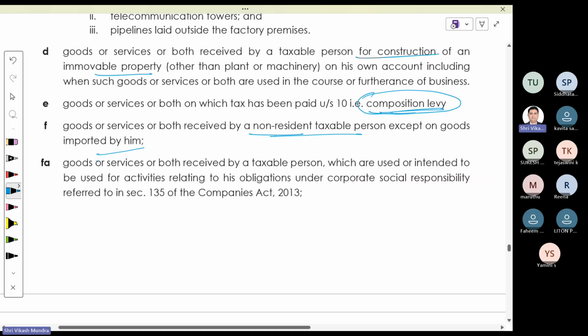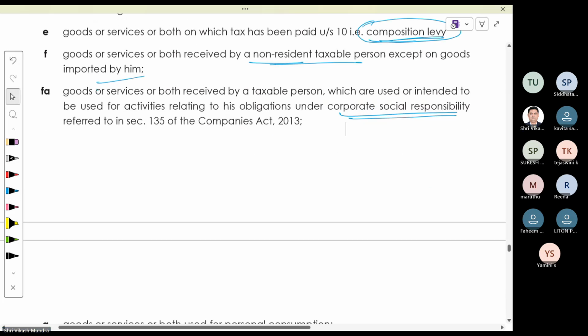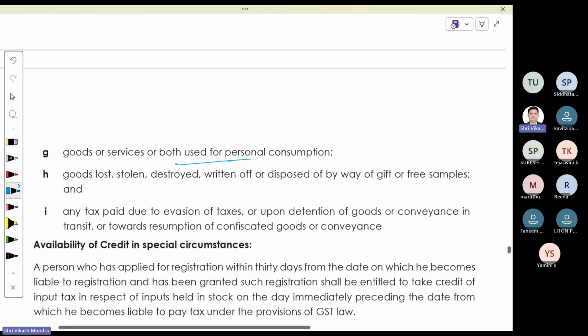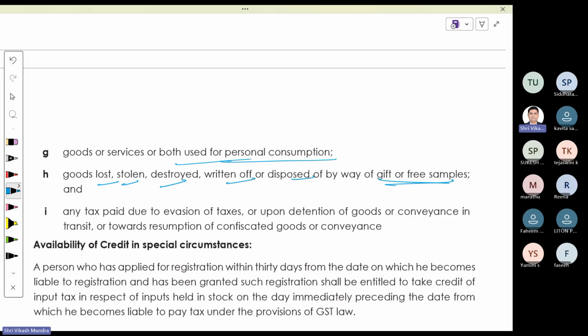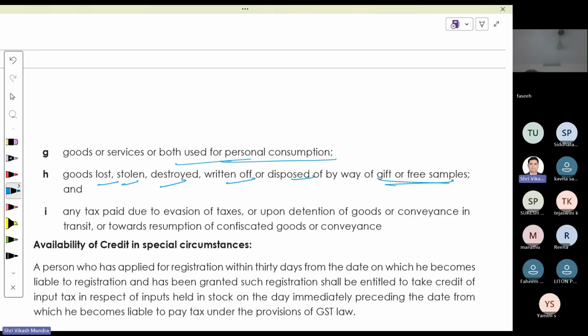If you acquire certain goods for distributing as corporate social responsibility of a company, ITC is not available. Goods or services are both used for personal consumption, ITC is not available. Goods lost, stolen, destroyed, written off, disposed of by way of gift or free sample, ITC is not available. Be careful. If a company bought certain corporate gift items to distribute among their vendors or customers, ITC is not available on those items.